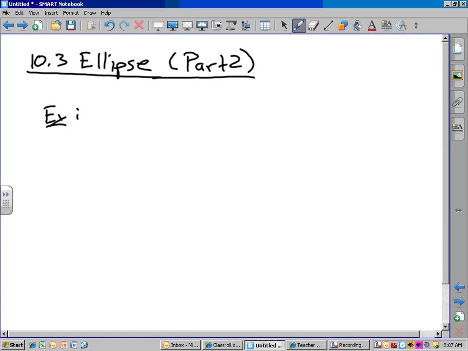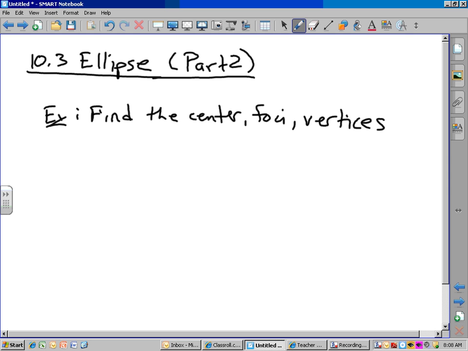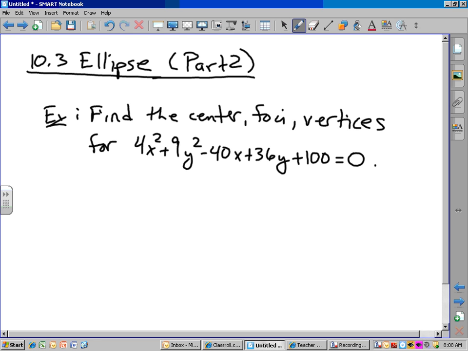Example. Find the center, foci, vertices for 4x squared plus 9y squared minus 40x plus 36y plus 100 equals 0. Then graph it.